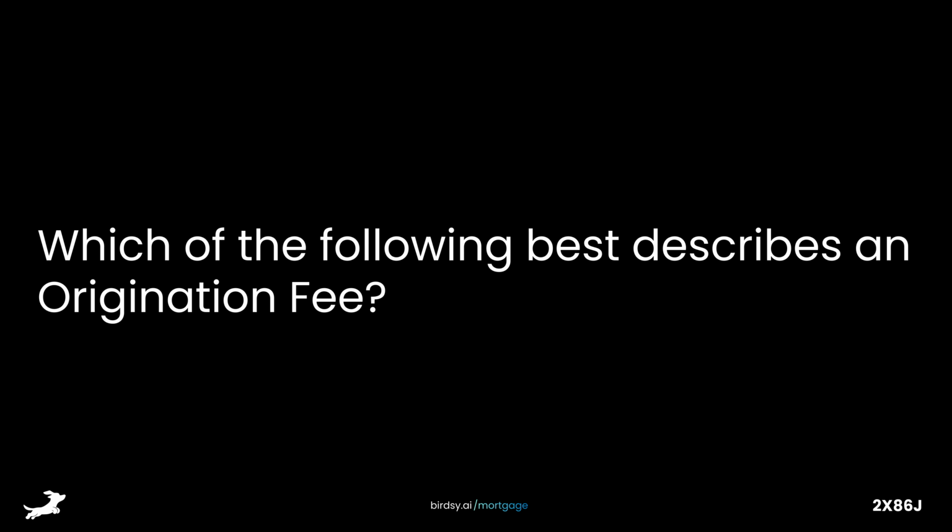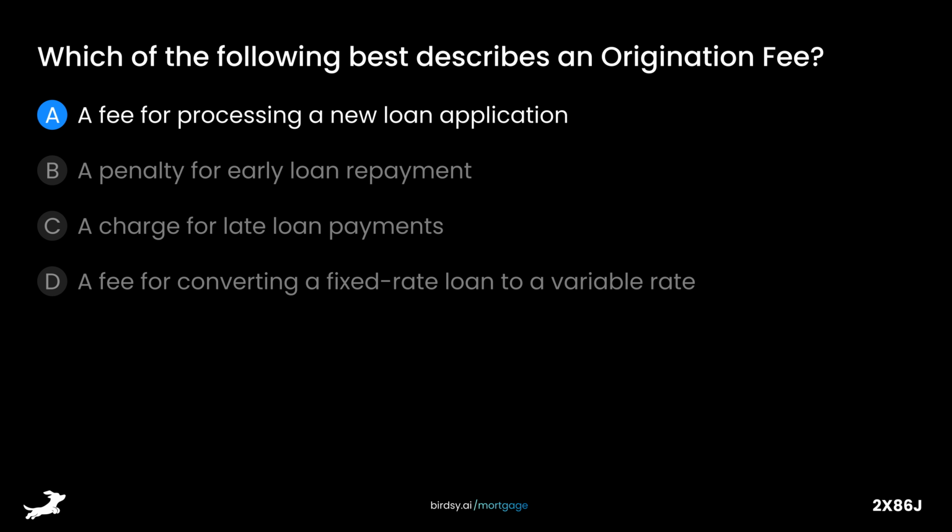Which of the following best describes an origination fee? Is it A, a fee for processing a new loan application? B, a penalty for early loan repayment? C, a charge for late loan payments? Or D, a fee for converting a fixed-rate loan to a variable rate?